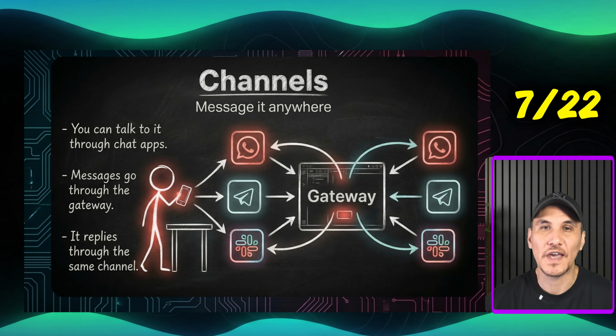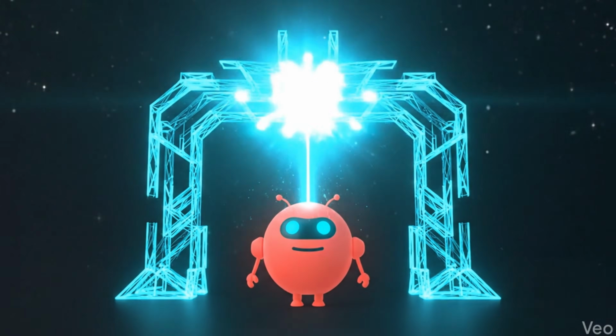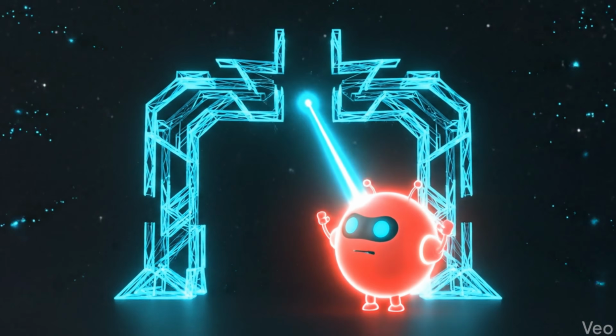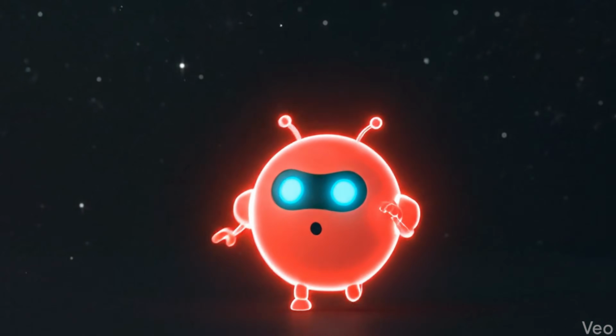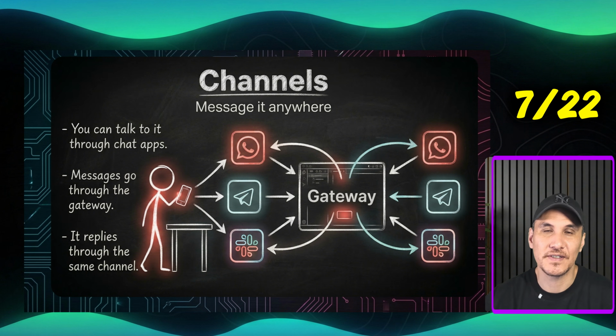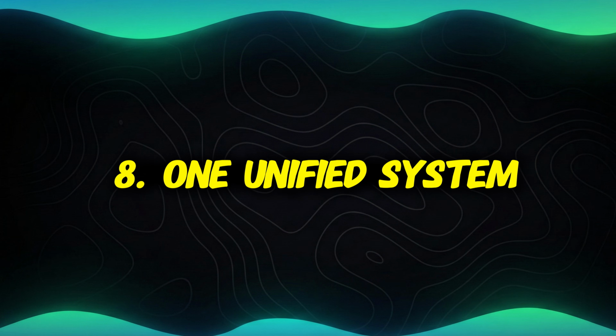Now that we've covered the gateway, the next question is, how are you going to interact with it? That's where channels come in. Channels are simply the interfaces you use to communicate with your agent. So apps like WhatsApp, Telegram, Slack, or even Discord. You send a message just like you normally would, and behind the scenes, it's routed through the gateway, processed by your agent, and executed as a series of actions. Once the task is complete, the result comes back through the same channel. So while it feels like a simple conversation, there's an entire system working in the background, one brain with multiple entry points.